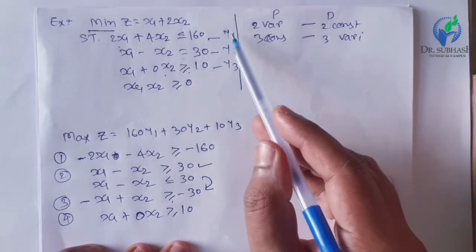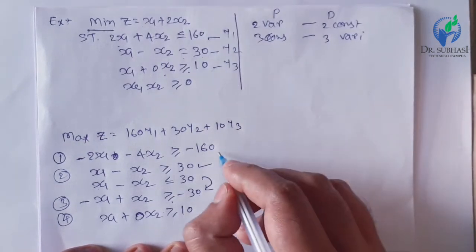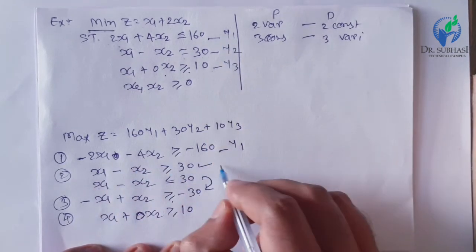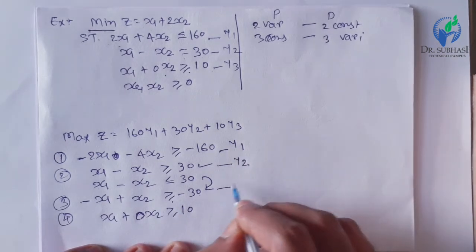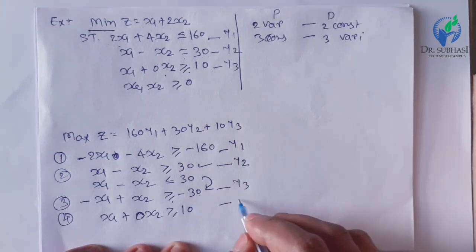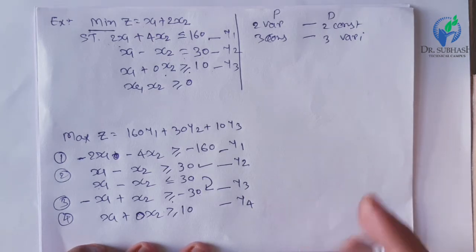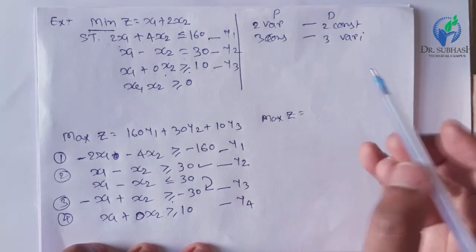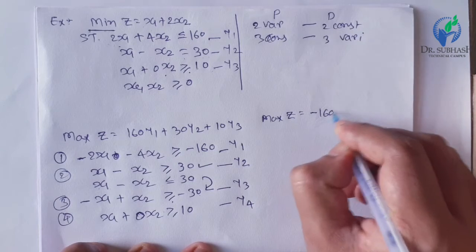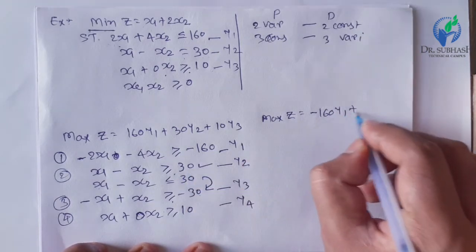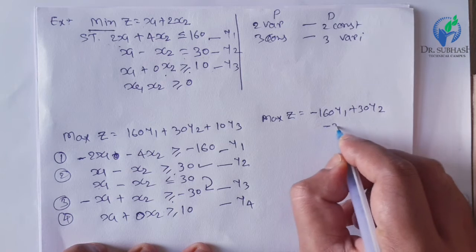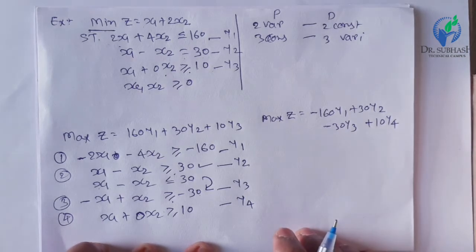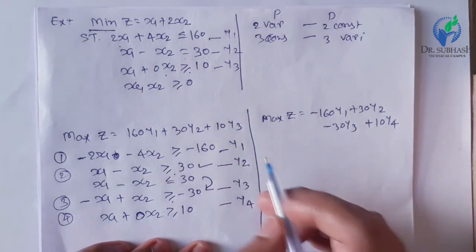Again our consideration would be different from the first one. Say the variable related to constraint number 1 would be y1, then y2, y3, and y4. So here, for the maximization case, maximize z equal to the right hand side, which is minus 160 y1 plus 30 y2 minus 30 y3 plus 10 y4. So this is the objective function.